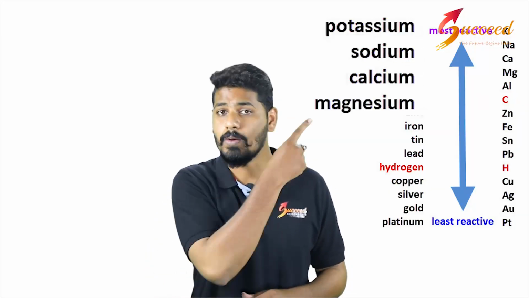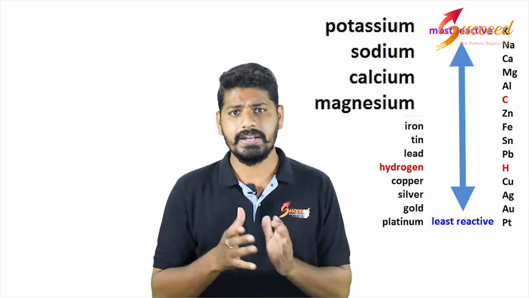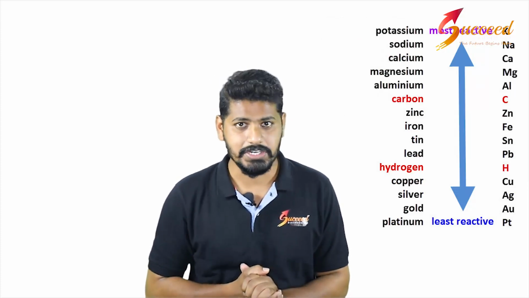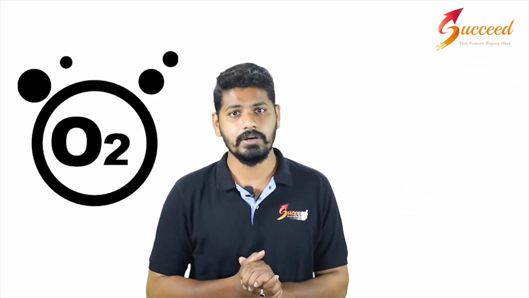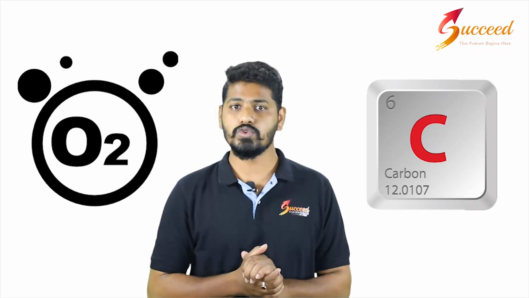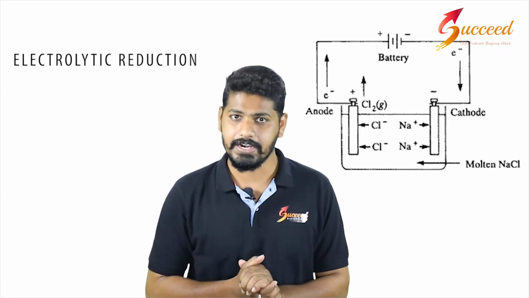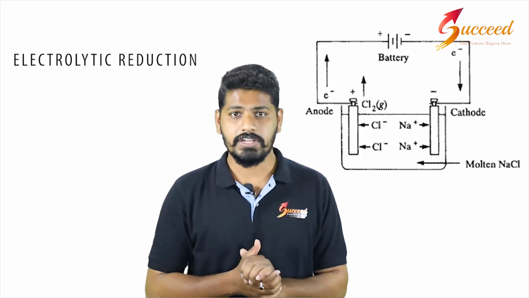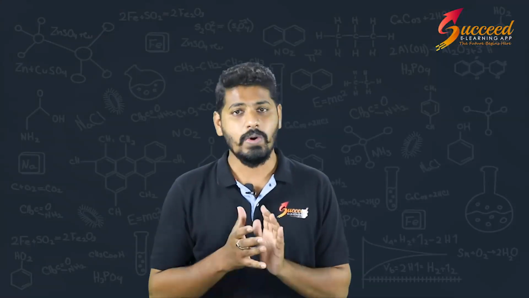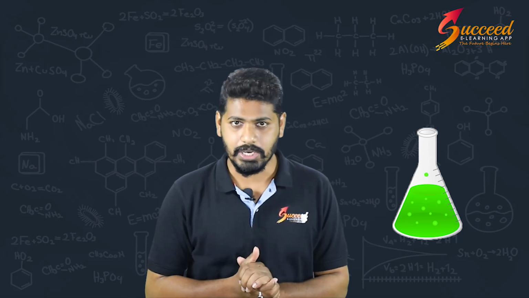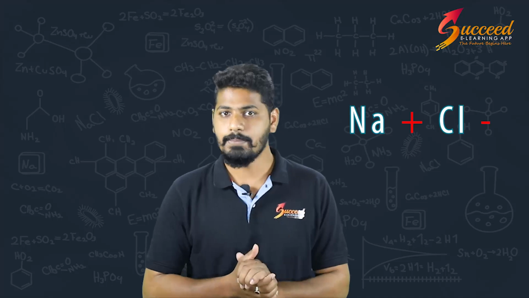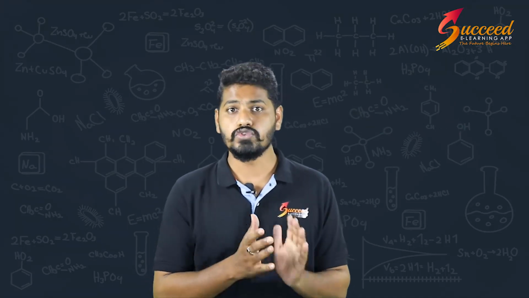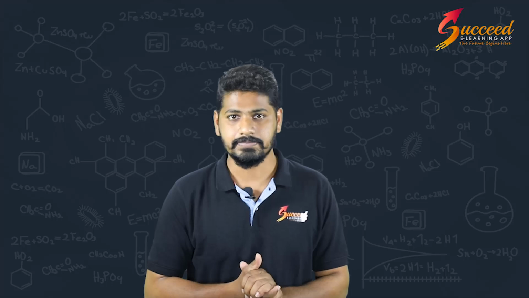Now let's see how to extract the metals which are present at the top of the reactive series. The metals present at the top of the reactive series have more affinity to oxygen compared to carbon. So there is a suitable method called electrolytic reduction. A metal like sodium can be extracted by this method. When sodium chloride is dissolved in a solution, as soon as we pass the electric current, Na+ and Cl- will be formed, so that the sodium metal can be extracted easily.